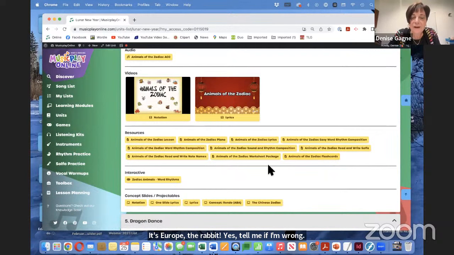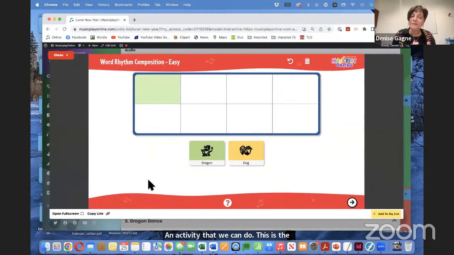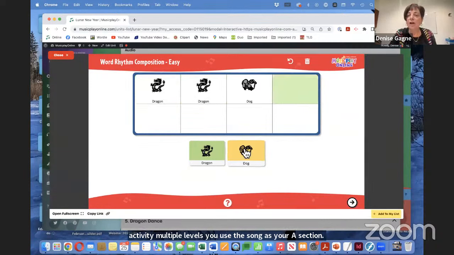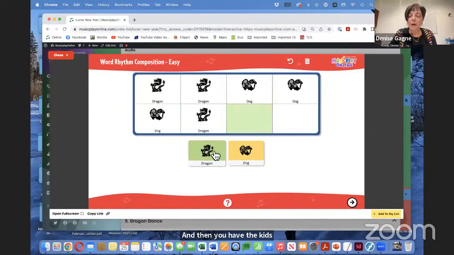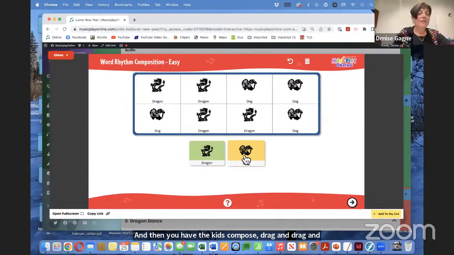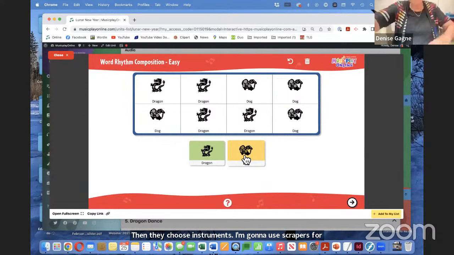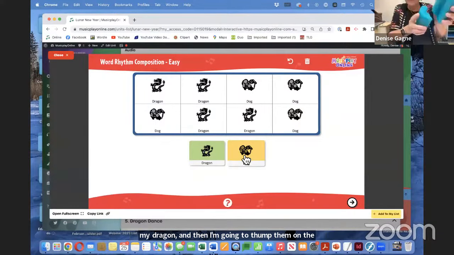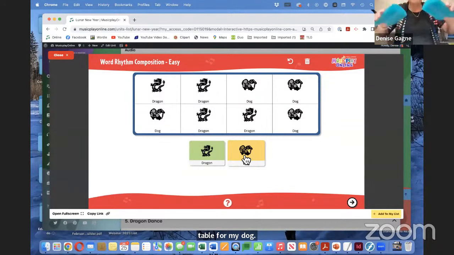So then we have an activity that we can do. This is the interactive activity, multiple levels. You use the song as your A section, and then you have the kids compose. Dragon, dragon, dog, dog, dog, dragon, dragon, dog. Then they choose instruments. I'm going to use scrapers for my dragon, and then I'm going to thump them on the table for my dog. Dragon, dragon, dog, dog, dog, dragon, dragon, dog.